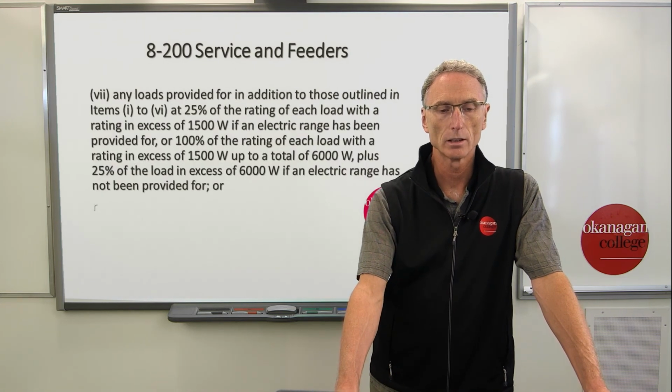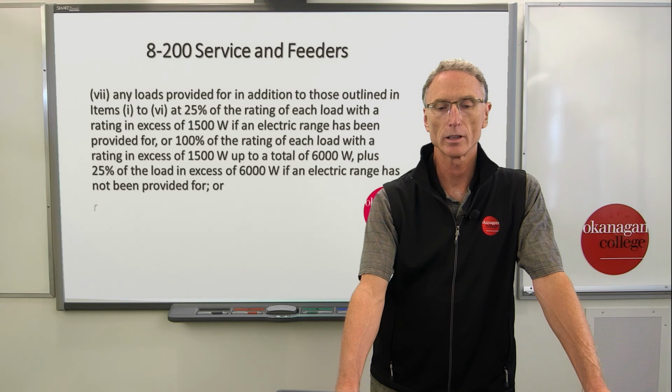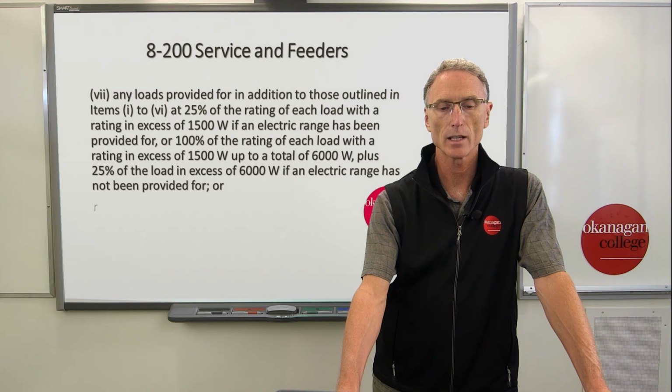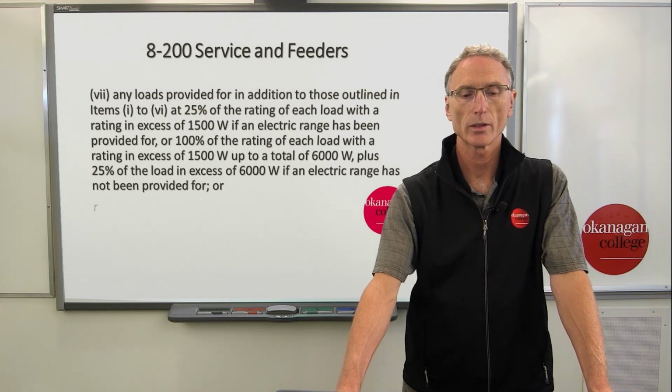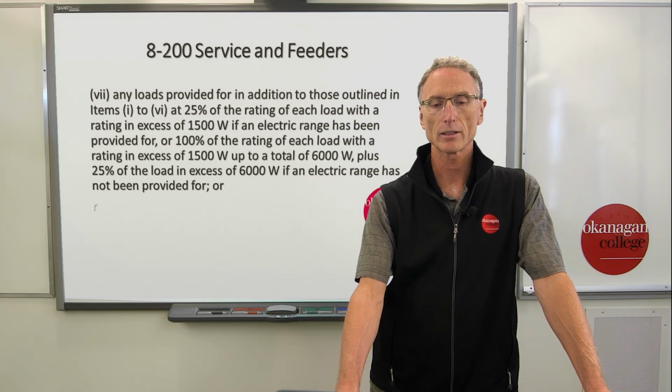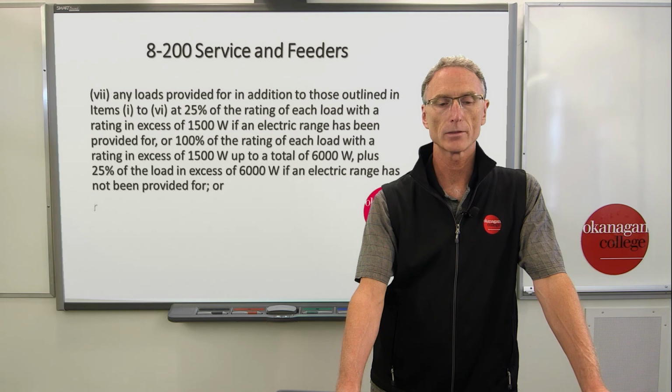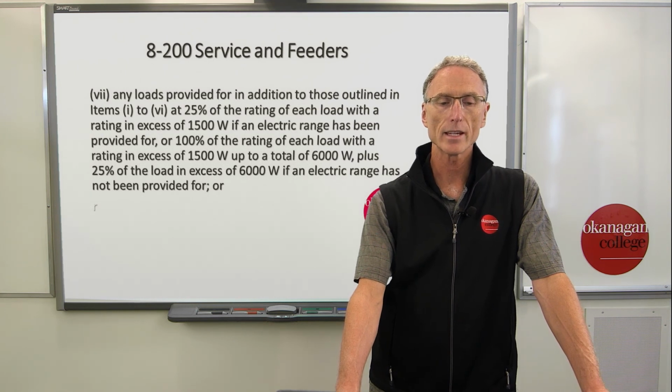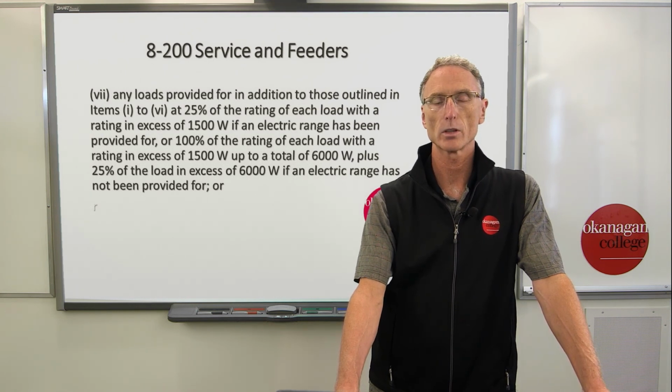Sub-rule 7 is any loads provided for in addition to those outlined in items 1 through 6 at 25% of the rating of each load with a rating in excess of 1,500 watts if an electric range has been provided for. So we're just going to stop there for a second, and we can see this is the part of this rule that's going to pertain to us because we do have an electric range.